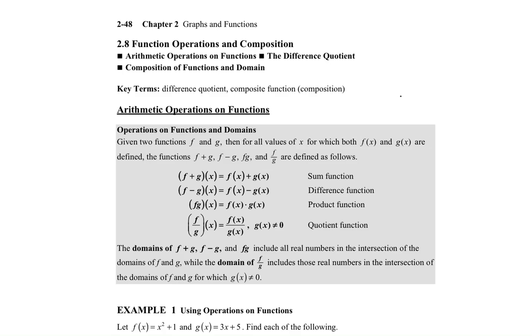Okay, so this is 2.8. This is the last chapter, the last part of chapter 2. We're going to talk about functions and just adding and subtracting them and then doing compositions.